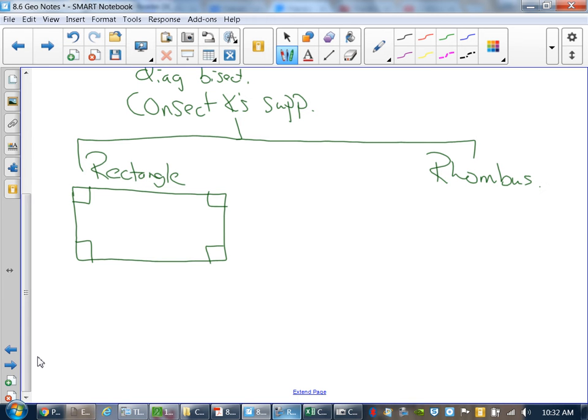Still a parallelogram. What's more specific about a rectangle? You got the right angles. There's one other thing that makes it more specific. What's that? Good. Diagonals are congruent.